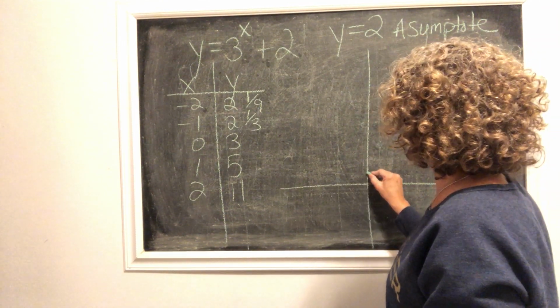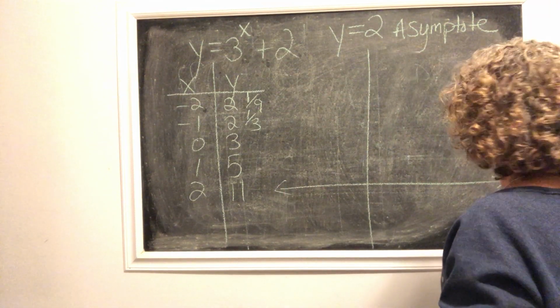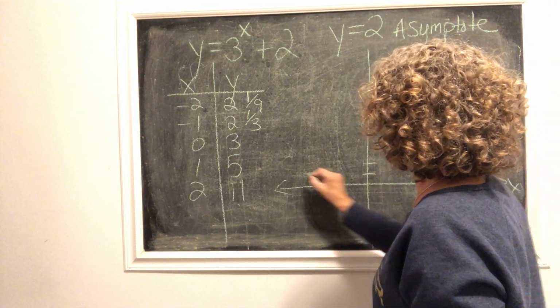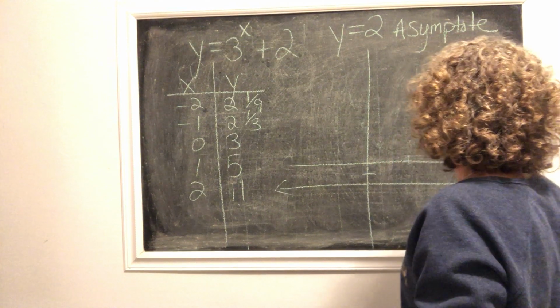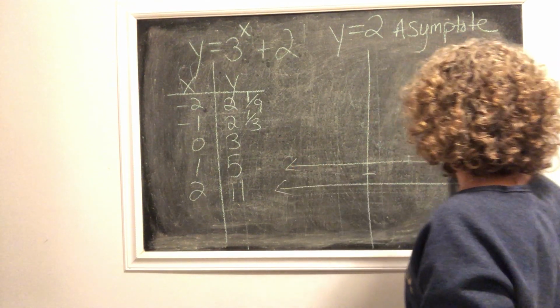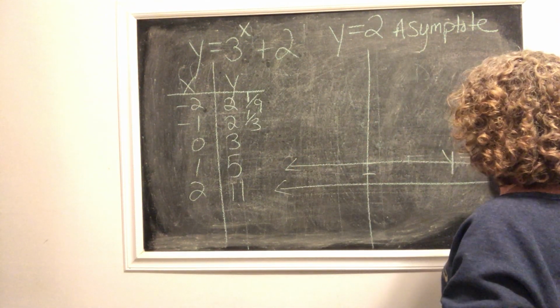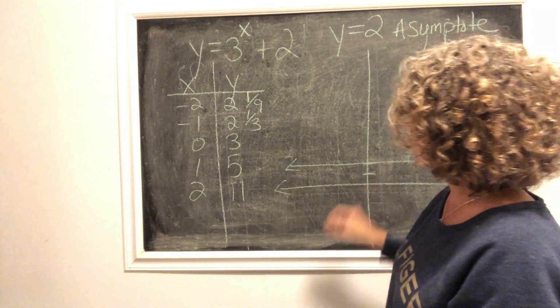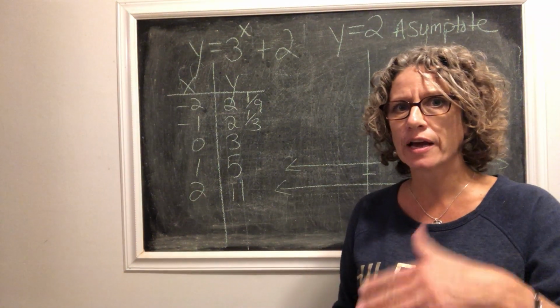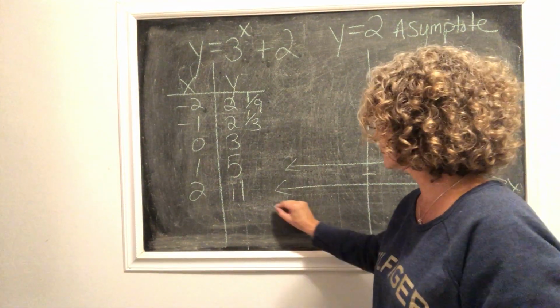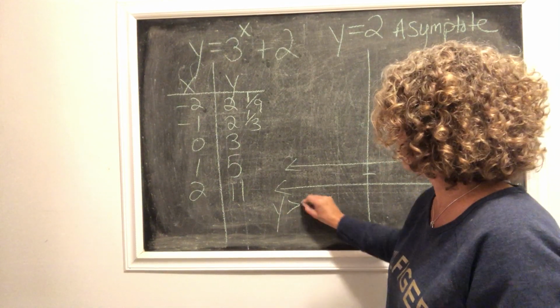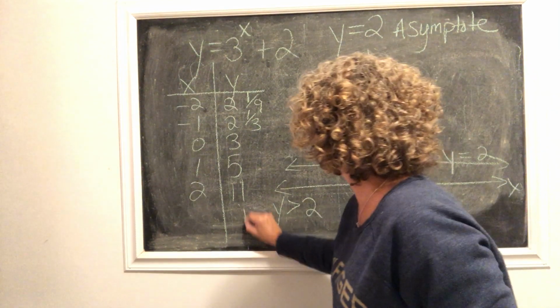So the first thing I should do in this case is go up to y equals 2 and draw a line and label it y equals 2, knowing that the range of my function has to be all the y values greater than 2.